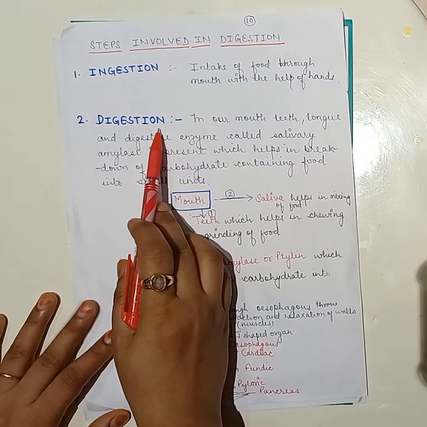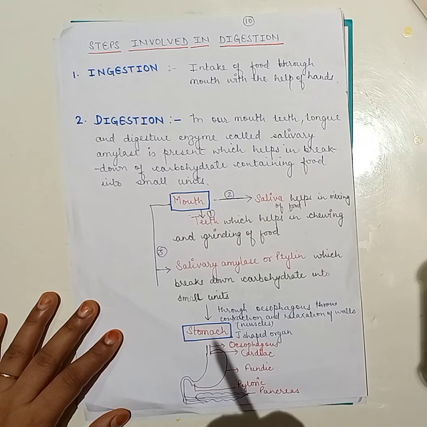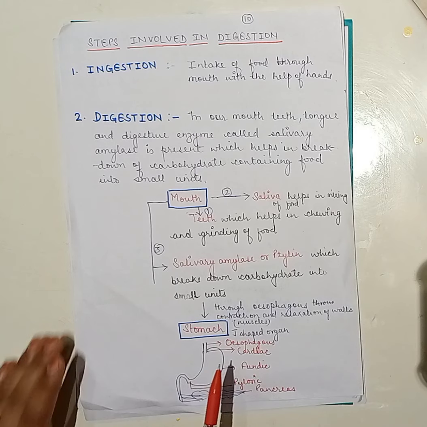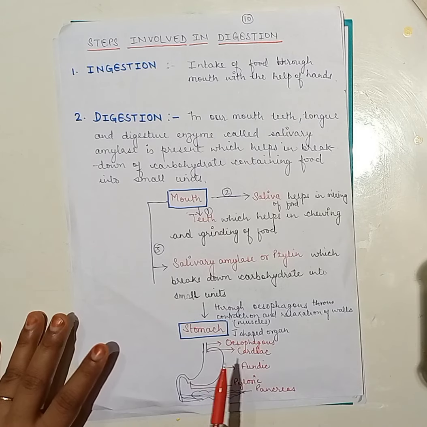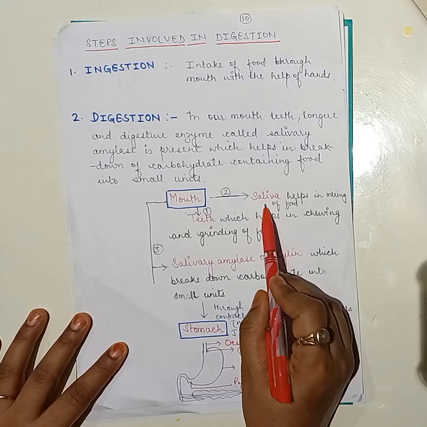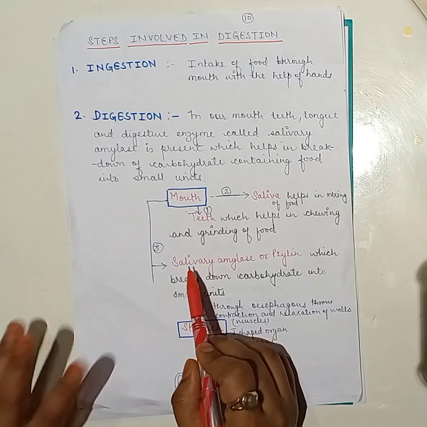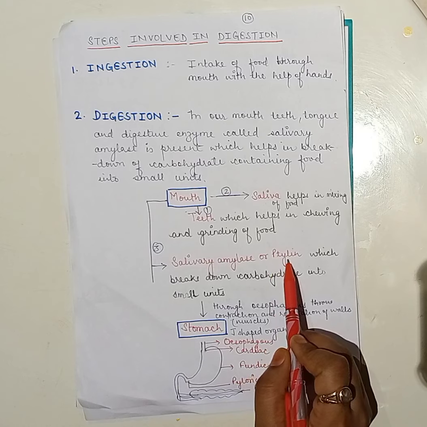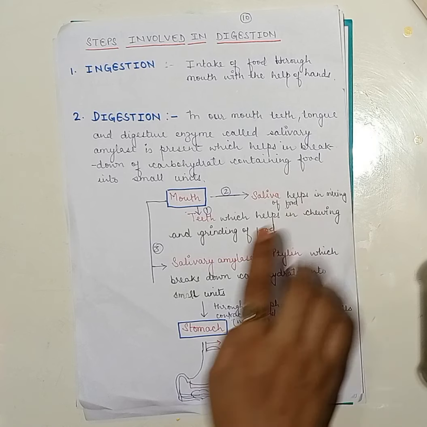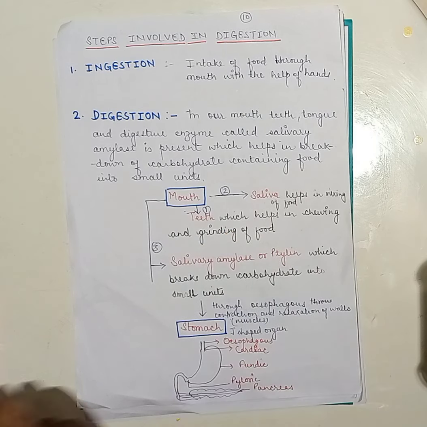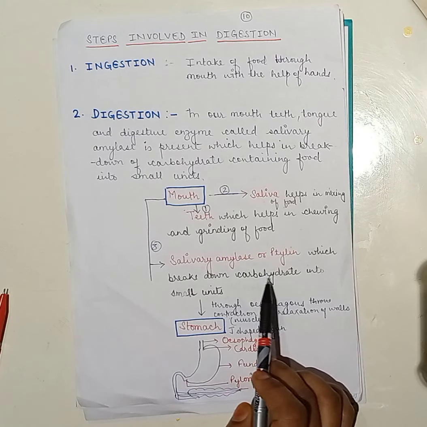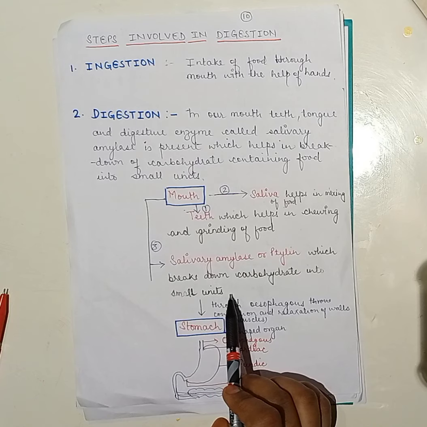Second is digestion. In our mouth, as you people may not know, in case of the human being, digestion starts from the mouth. How? The question is how. In the mouth, 3 things are present: saliva, teeth, and the salivary amylase enzyme, which is also called ptyalin. Saliva helps in mixing of food. Teeth help in chewing and grinding of food. Salivary amylase, also called ptyalin, breaks down carbohydrate into small units, right?